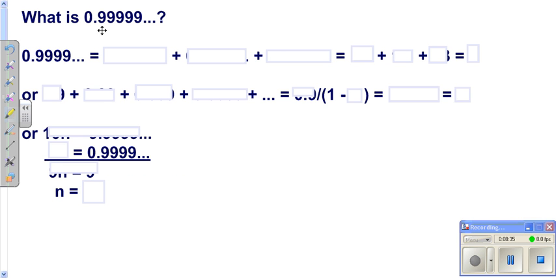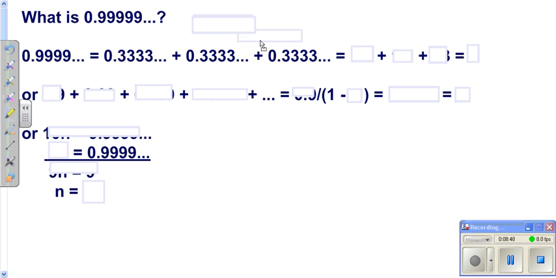So what is 0.9 repeating? This one here we're going to actually look at in a couple different ways. 0.9 repeating, you should know, is 0.3 repeating, plus 0.3 repeating, plus 0.3 repeating. Most of you recognize that 0.3 repeating here is really just a third. This 0.3 repeating is a third. This 0.3 repeating is a third. And a third plus a third plus a third is 3/3, which is 1.